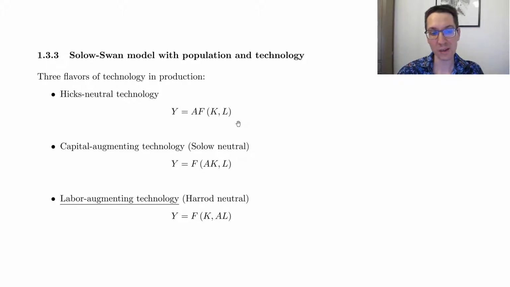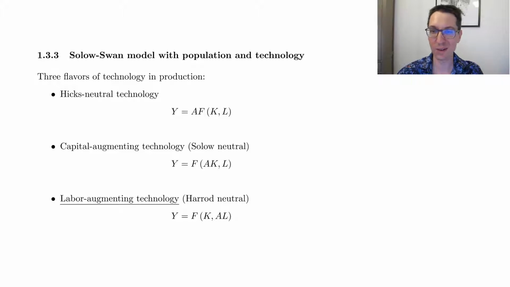The Hicks-neutral technology is also sometimes referred to as the total factor augmenting technology, since it multiplies the whole production of K and L. Now we also have the capital augmenting technology, referred to as Solow-neutral, where technology improves the productivity of capital K, but does not affect the productivity of labor. And finally, the labor augmenting technology, referred to as Harrod-neutral, where technology augments the productivity of L, but doesn't affect K.